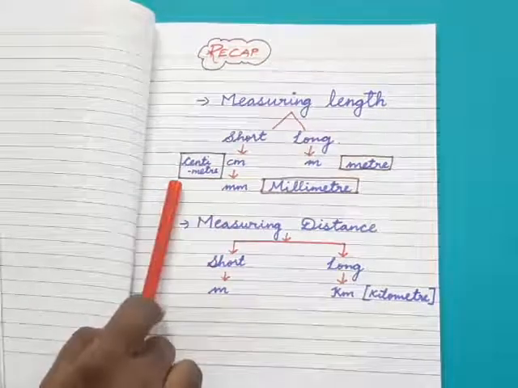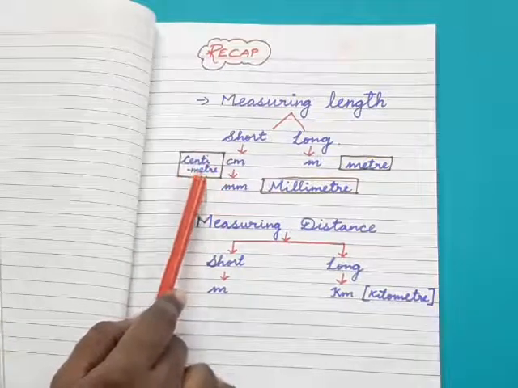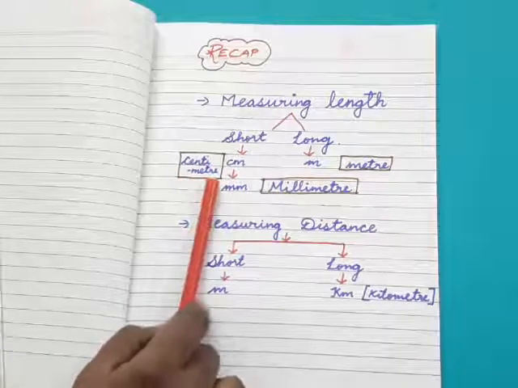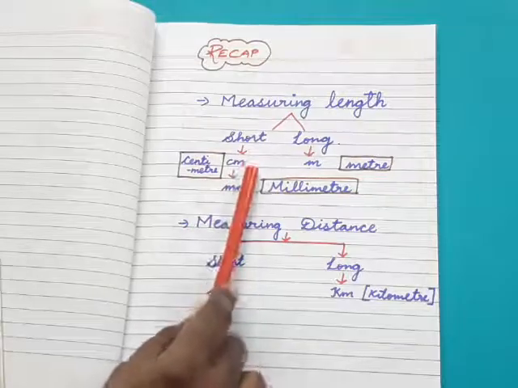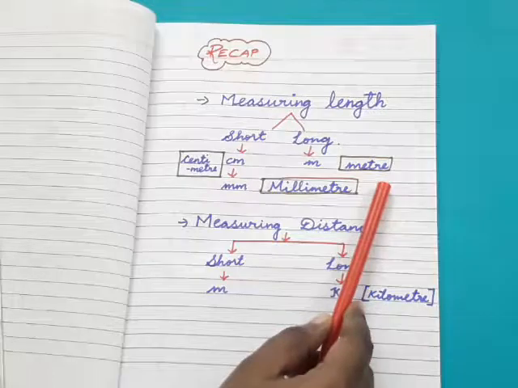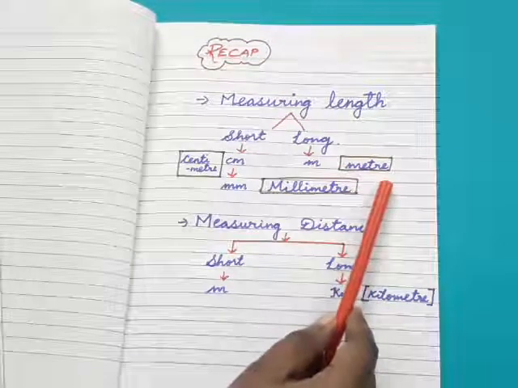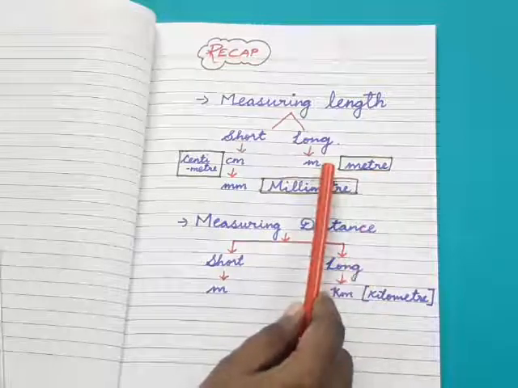The spelling of centimeter is CENTIMETRE. The short form of centimeter is cm. Then the long length is measured using meter. The spelling of meter is METRE. The short form of meter is m.